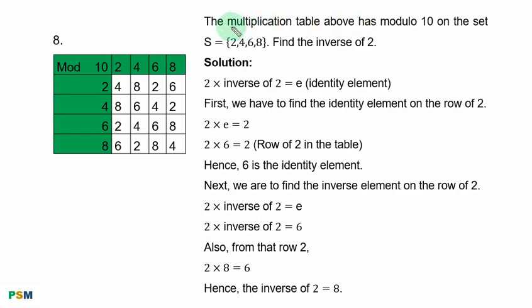The multiplication table above has modulo 10 on the set S equal to these elements. Find the inverse of 2. Solution. Let me explain the results in the table.